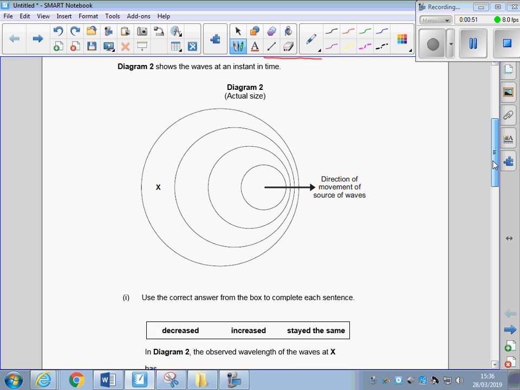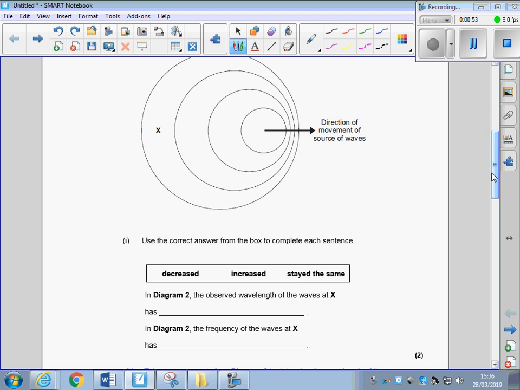The teacher moves the source of the waves across the ripple tank. Now by moving the source, we get this strange effect where here the waves seem to get squashed together, whereas on this side, the waves seem to spread out. And that's what happens when you move a source in one direction. If you're in front of the source, the waves come with the wavelength closer together.